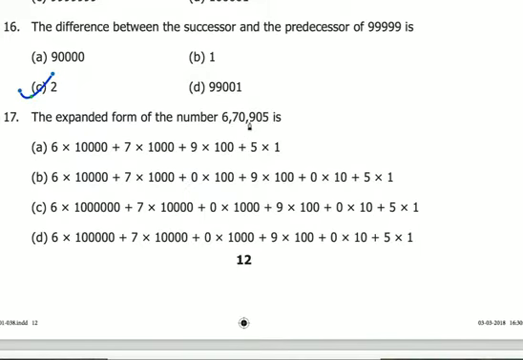Expanded form. 6 into 6 lakh. Lakh means 5 zeros. This one. 7 into 4 zeros, 0 into 3 zeros, 9 into 2 zeros, 0 into 10, 5 into 1. So this is correct.